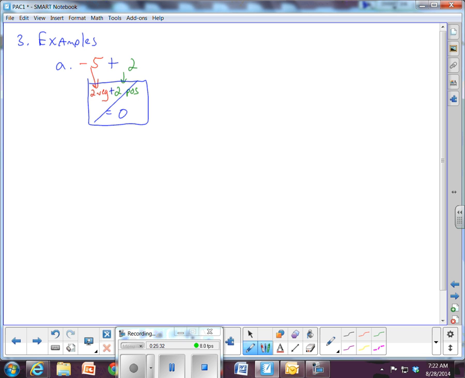Okay, now look, I used all the smaller one, the 2 positives. I used 2 of the 5 negatives. Now I have to determine what's left. And I'm going to go back to my negative 5. I used up 2 of them. What do I have left? 3 negatives. And this is the way I really want your work to look.